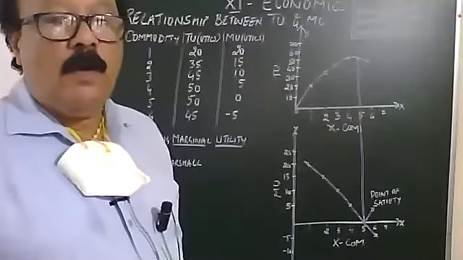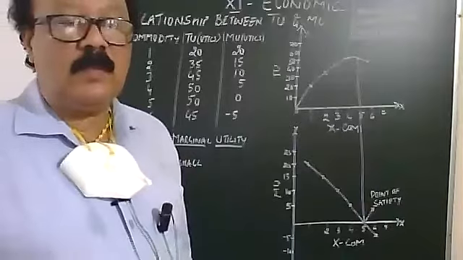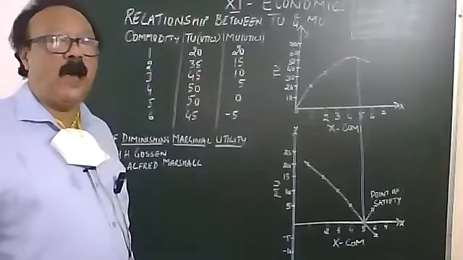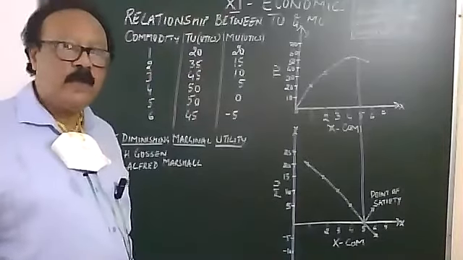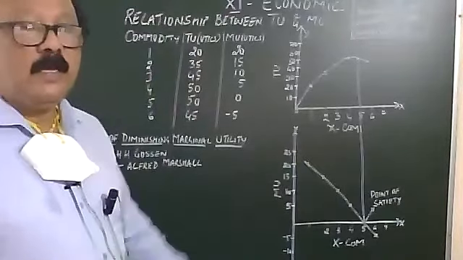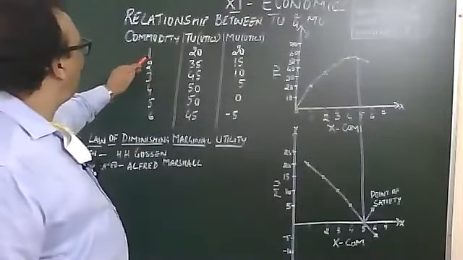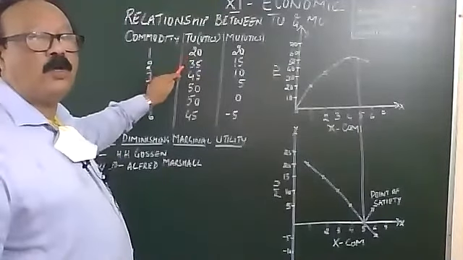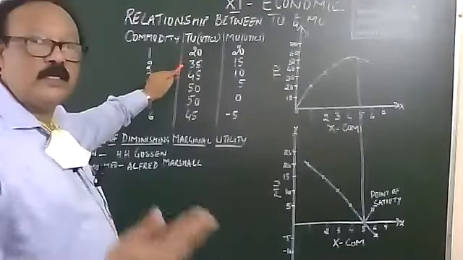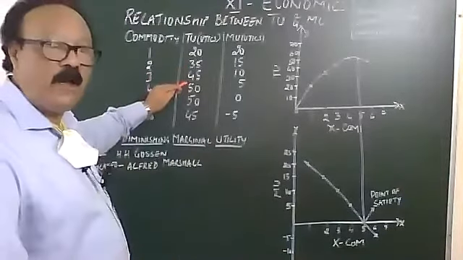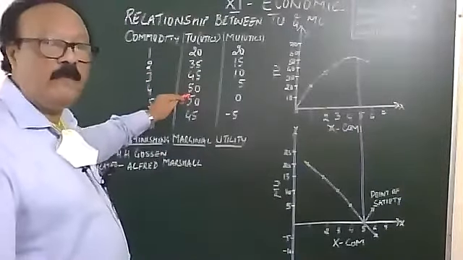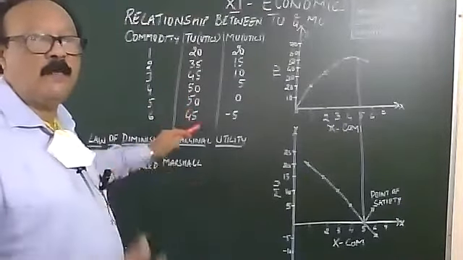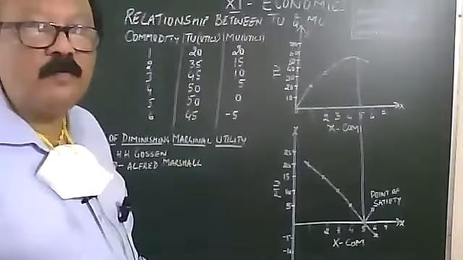So utils identifies or specifies the amount of satisfaction which a commodity gives. So when he is consuming the first commodity, his total satisfaction is 20. When he goes to the second, 35, it increases, then it increases to 45, then it increases to 50, then it stays the same at 50, and then it starts coming down to 45.